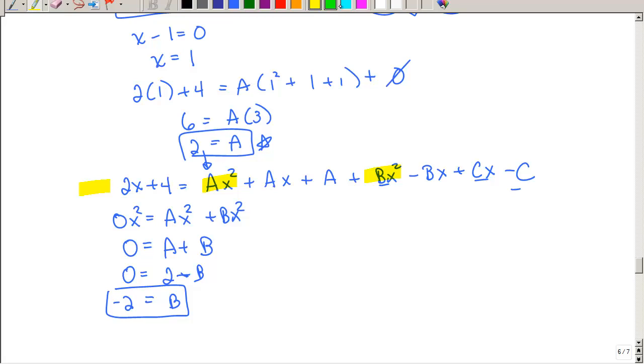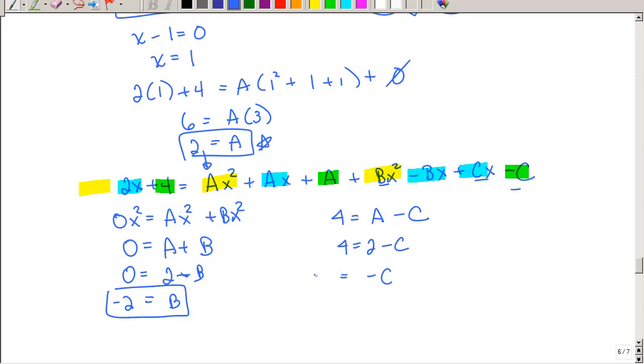Well, how about my x's? I have x, x, x, and x. Or maybe I should have chosen my constants. Let's look at that one. The constants look a little bit easier, so I'm going to do 4 equals a minus c. I could have done the x's, this just looked a little bit easier. I know a is 2, so c is negative 2. So I have a, b, and c. You could stop right there and that would be fine.